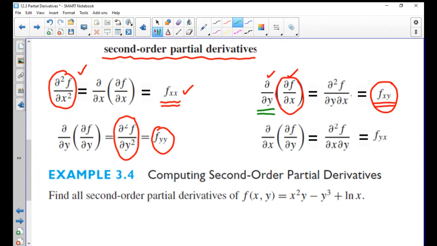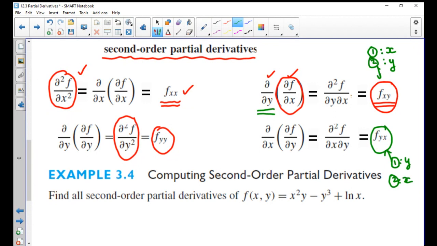But we can also have fyx. What happens in fyx? First differentiate with y, and then x. So here, first x, second y. This one, first y, second x.